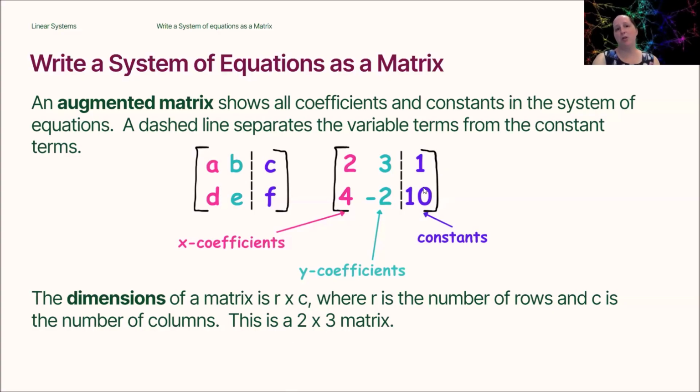The dimensions of a matrix is R times C, or the rows times the columns. Rows go horizontally, columns are vertical. So in this case, it is a 2 by 3 matrix, because I have 2 rows and 3 columns.